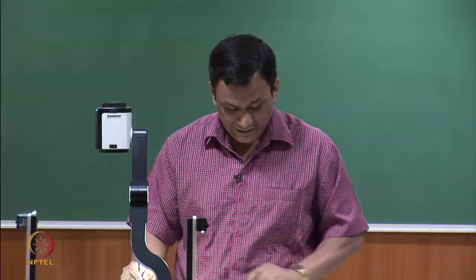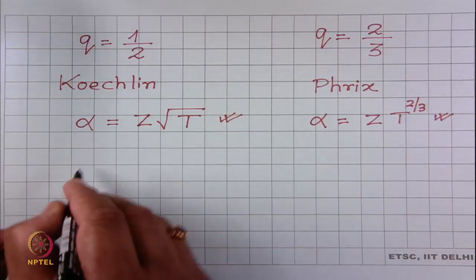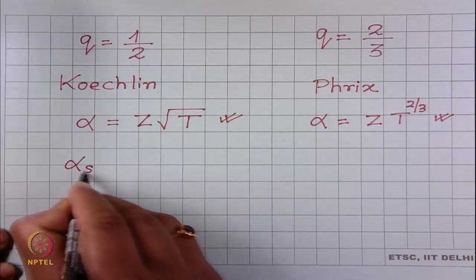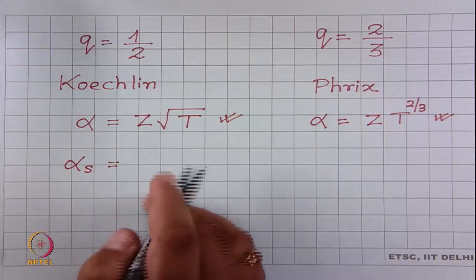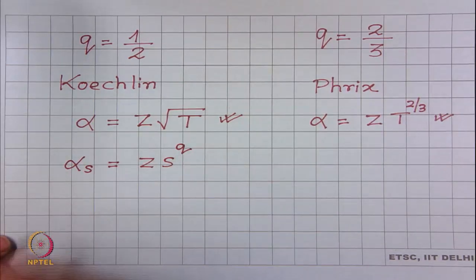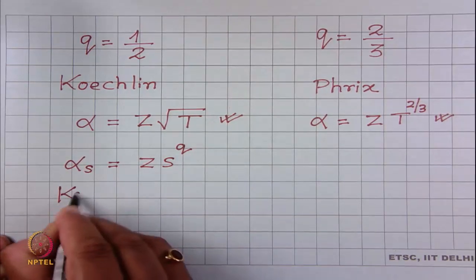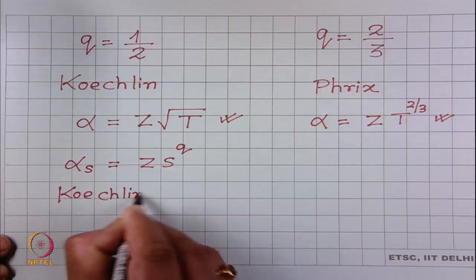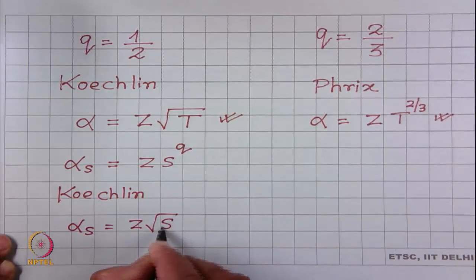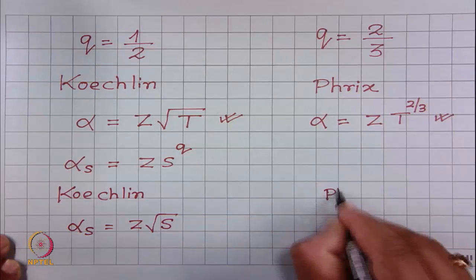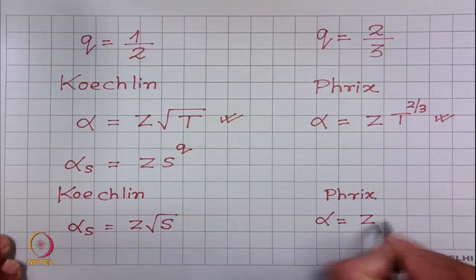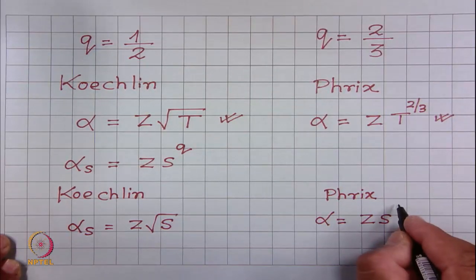Similarly, if we use substance cross sectional area, we can find alpha s will be equal to z into s to the power q, right. And if we use Coquelin, then we will use alpha s is equal to z root s. When we consider Frick's coefficient, then we will write alpha is equal to z s to the power 2/3.